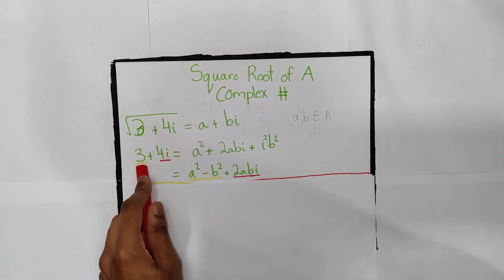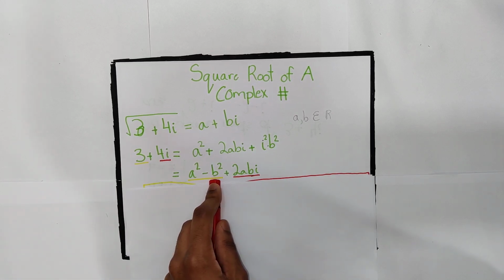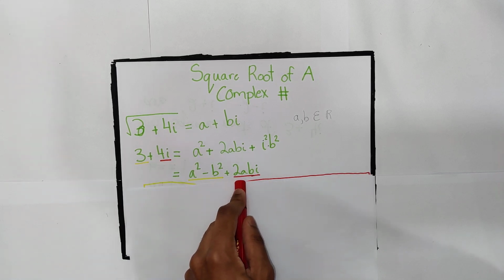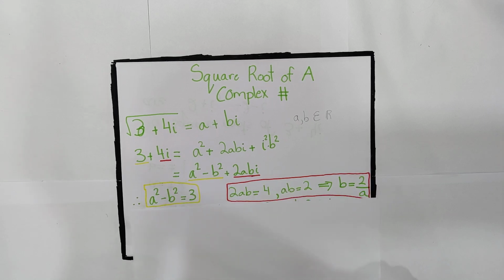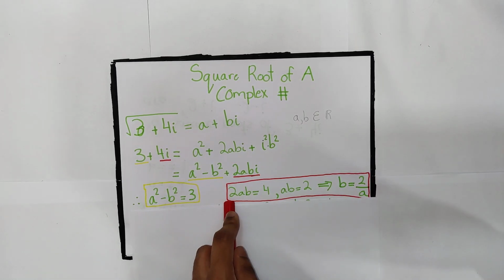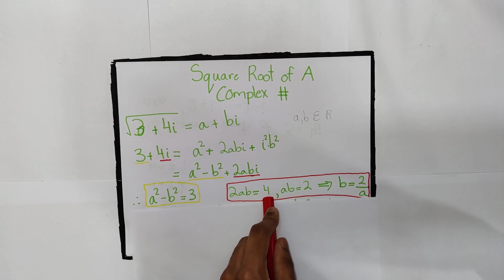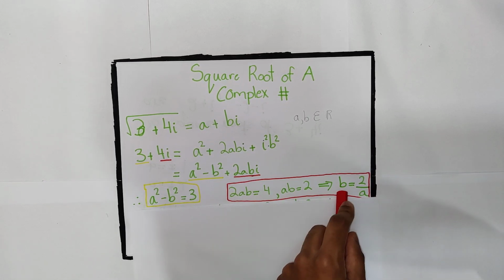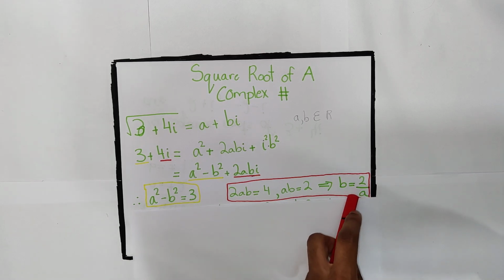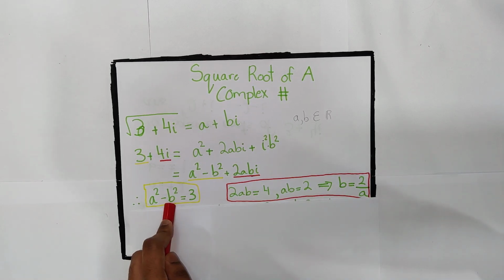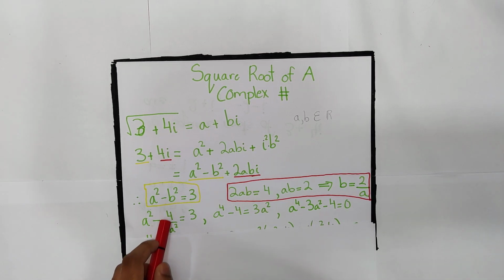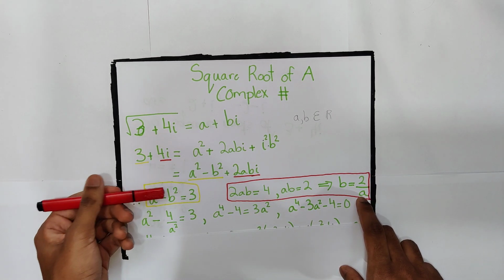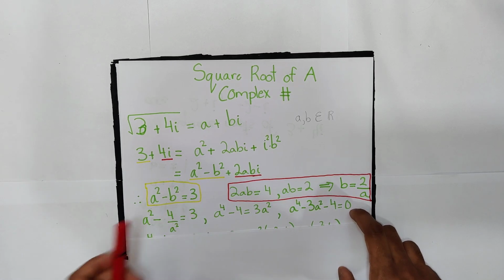So we can actually extract two equations from this original equation. We can say that 3 has to be equal to a squared minus b squared, and 4i has to be equal to 2abi. When we do that, we can simplify this one to be 2ab equals 4, which gives us ab equals 2, and b is equal to 2 over a. Now we can substitute this back into this equation to solve for a. When we do that, we have a squared minus 4 over a squared, because remember b is 2 over a, so b squared is 4 over a squared, equals 3.